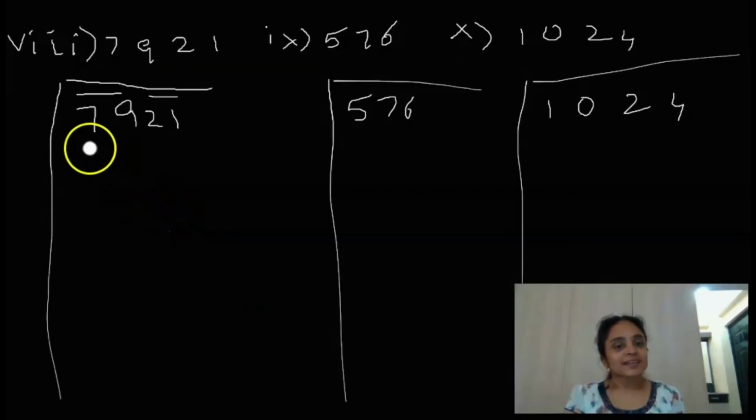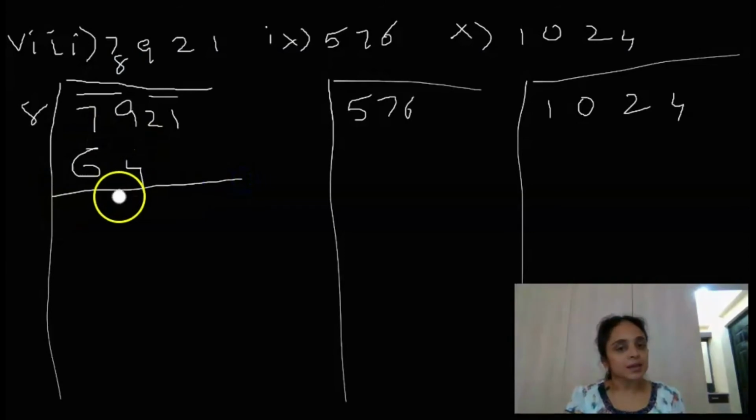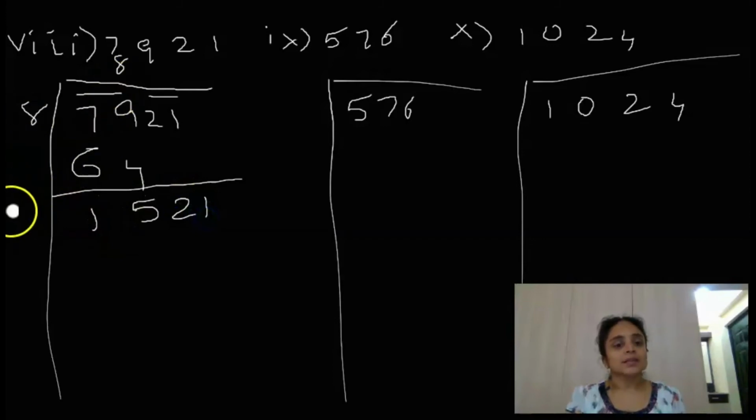Next is find the square root of 7921. So we have paired this. Now first find a number whose square is less than or equal to 79. 8 is that number. And 8 square is 64. Now 79 minus 64 is 15, right? And bring this 21 down. Now 8 plus 8 is 16. Now we have to find a number a such that 16a into a is equal to 1521.